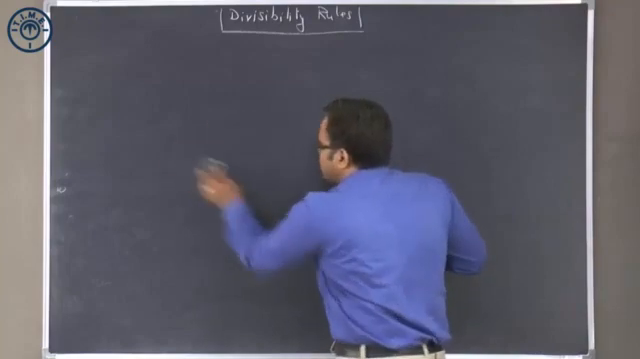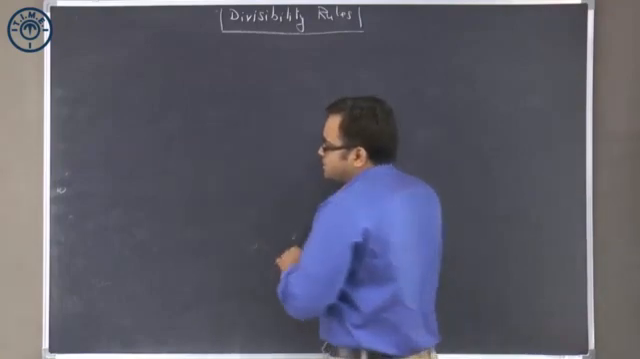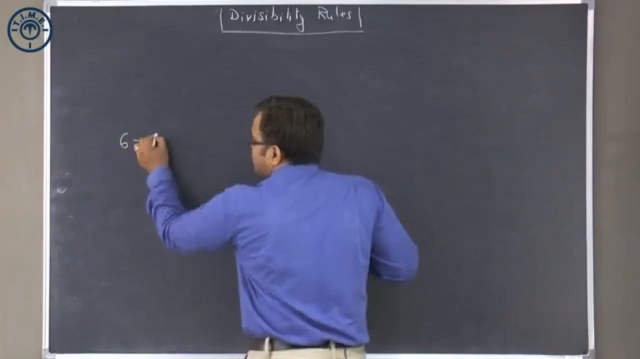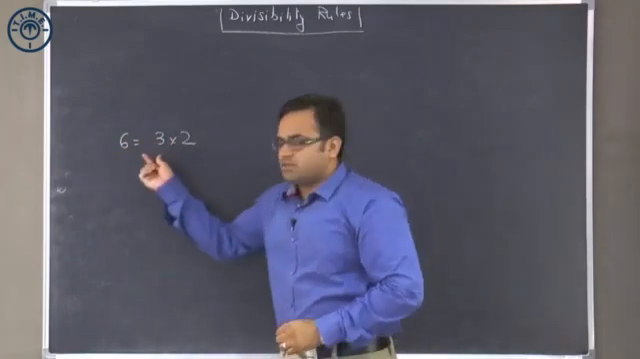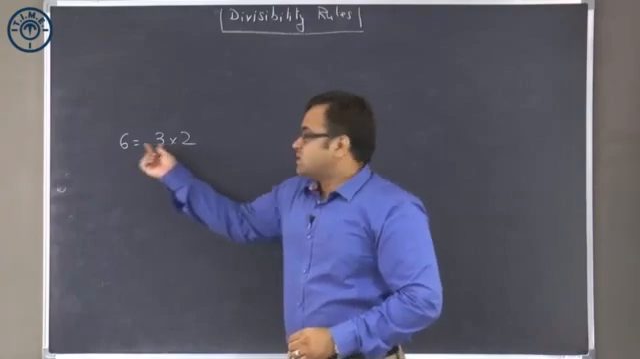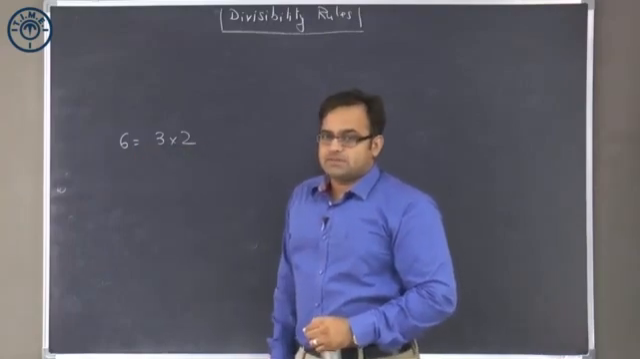Let us say I am looking at the divisibility rule for 6. 6 is equal to 3 into 2. So if a number is divisible by 3 and the number is divisible by 2, then the number would also be divisible by 6.